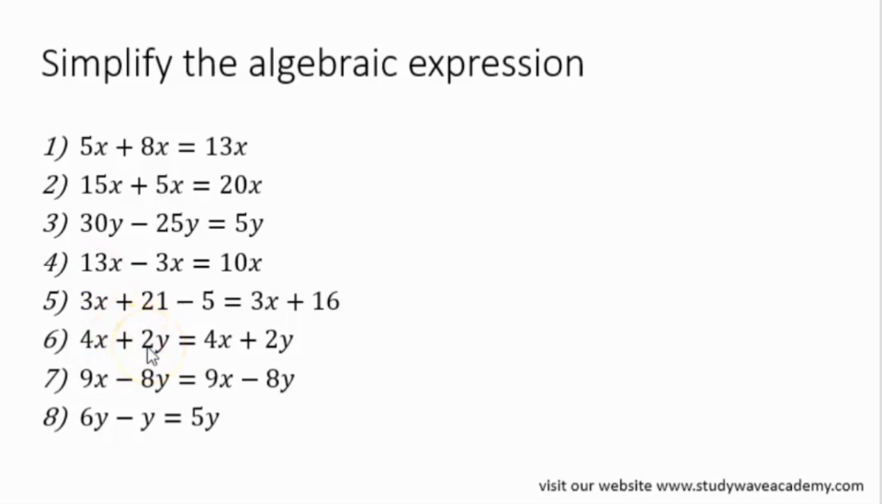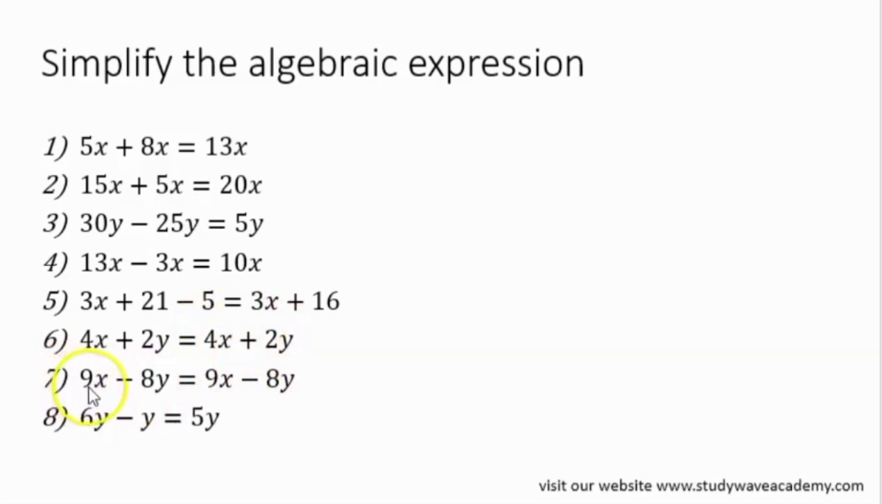Because they have different variables. The first number has a variable of x and the second number has a variable of y. So it cannot be added, except if this sign was a multiplication sign, but we haven't gotten there yet. We're in addition and subtraction. So these numbers cannot be added. The simplest form is still the same, 4x plus 2y. Okay, do we understand?